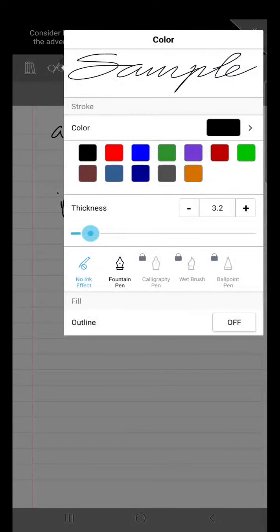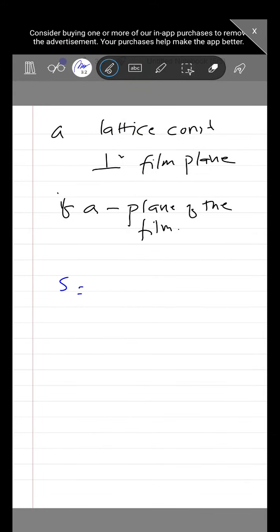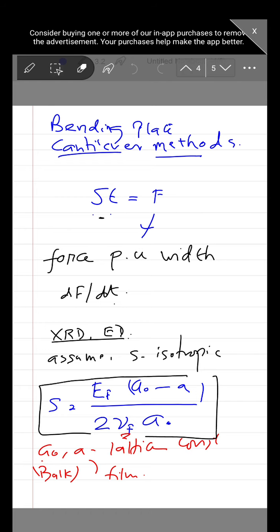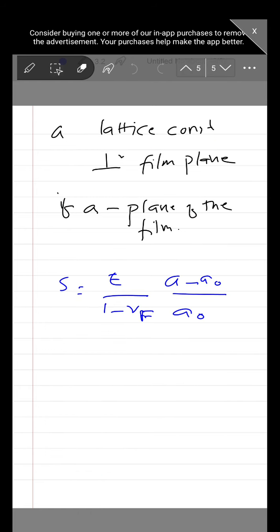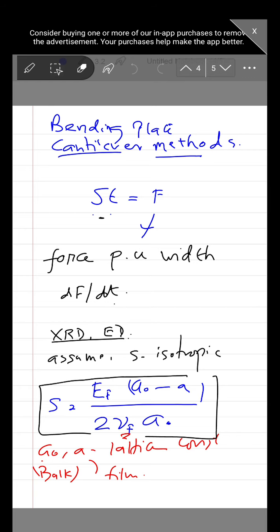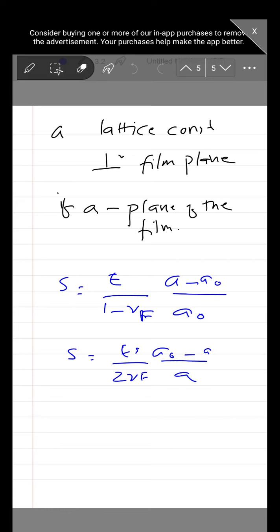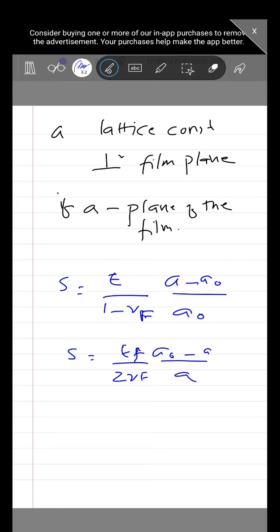Now the stress determination equation is E divided by 1 minus nu times A minus A0 by A0. So that is a slight change. You can compare it with the previous one, where it was ES divided by 2 nu f times A0 minus A by A. Now it has changed to A minus A0 by A0. The previous one assumes A perpendicular to the plane and this one assumes A parallel to the plane. So we have two equations.